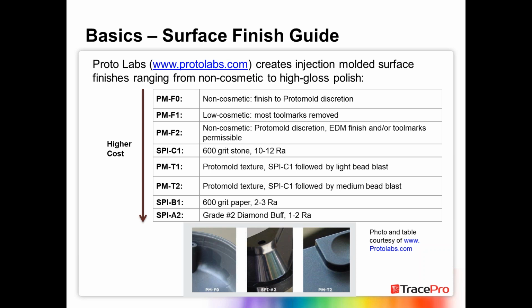And these go all the way from PM-F0 up to SPI-A2, which is shown in the middle figure there. You can see it's nice and shiny. That's done using a grade number 2 diamond buff type setup. And this is a photo that I grabbed off of the Proto Labs website, so you can see some of these different finishes that we're talking about. The only one that you would probably ever want to use for the sides of a light pipe is that SPI-A2. The output, though, the exit surface, might be any of the PM-T2 or the F0.